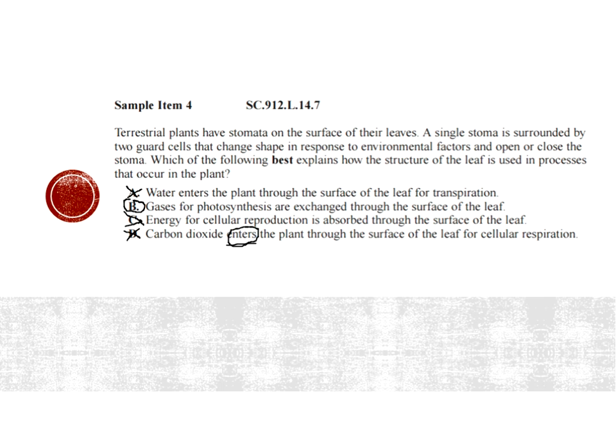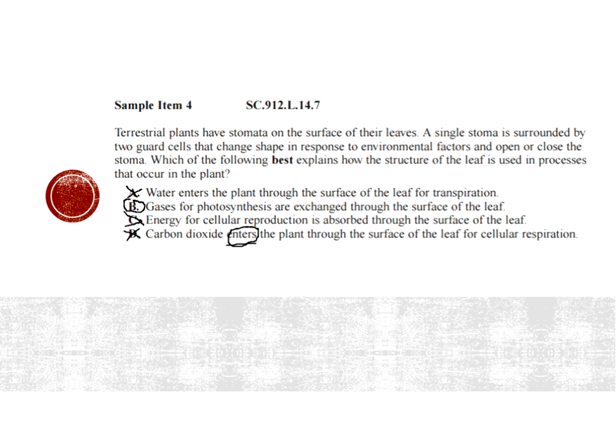The reason A was not correct is because water does not enter the plant through the leaves. It actually enters the plant through the roots. It exits the plant's leaves through transpiration, which is a type of evaporation, but that's an exit only. So "enter" is what makes that statement wrong. C is also not correct. It says energy for cellular respiration is absorbed through the surface of the leaf, and although sunlight does get absorbed through the leaf, it is not used for cellular respiration. That light energy is used to make glucose.